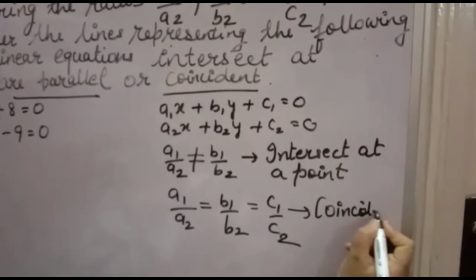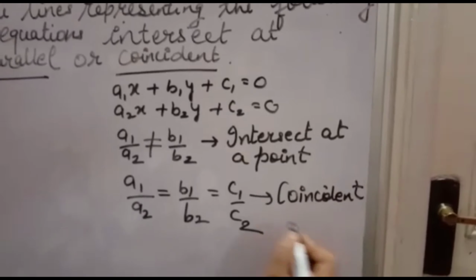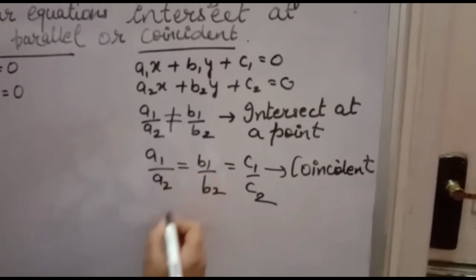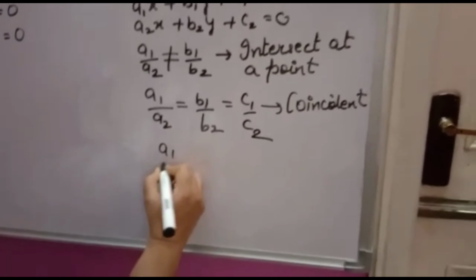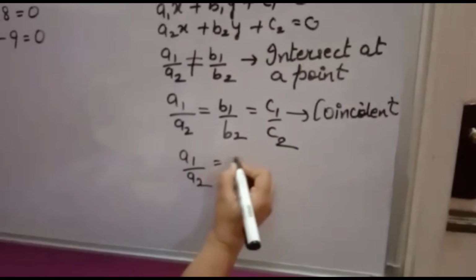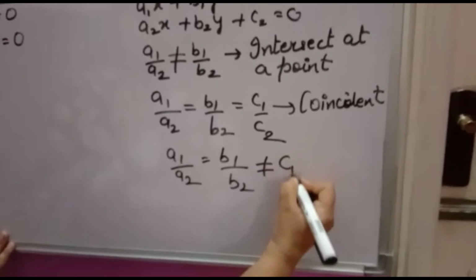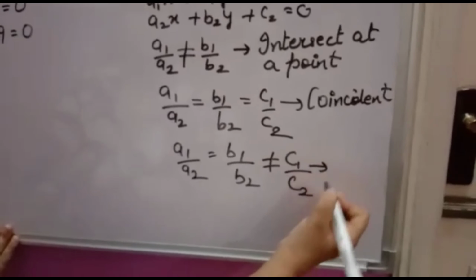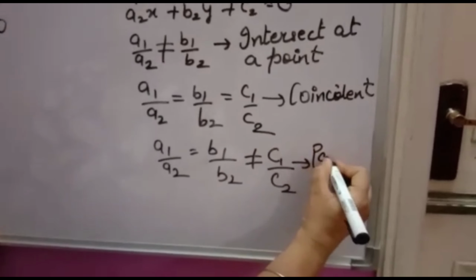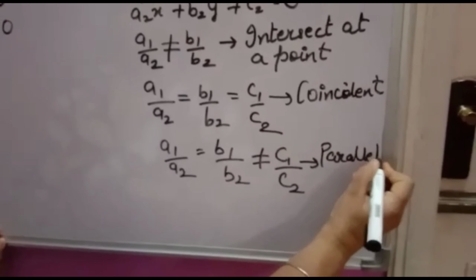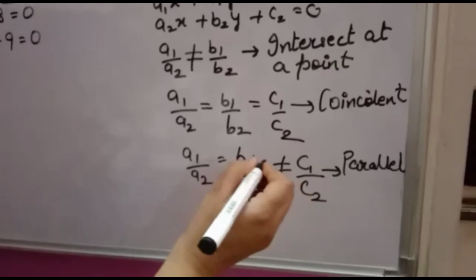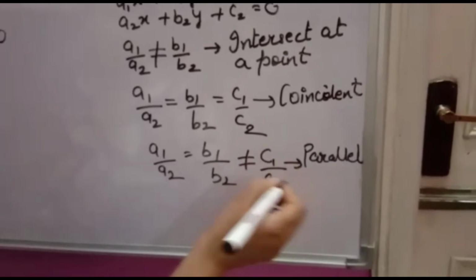Coincident means they are coming one upon another. Then the third case is a1 over a2 is coming equal to b1 over b2 but not equal to c1 over c2. That means the lines are parallel. Parallel lines will not intersect at any point.